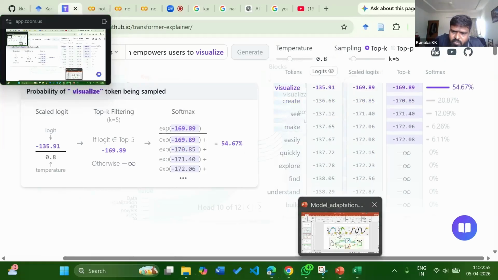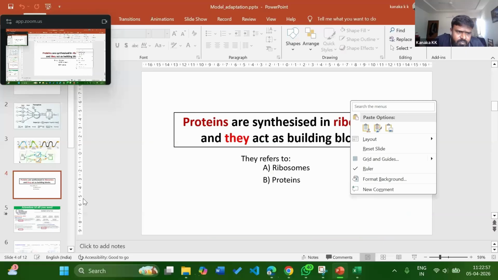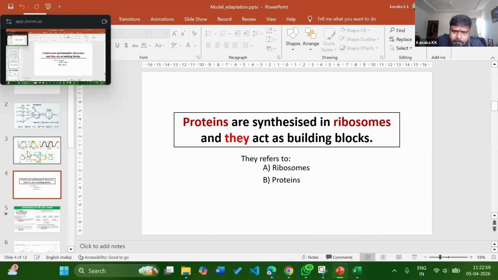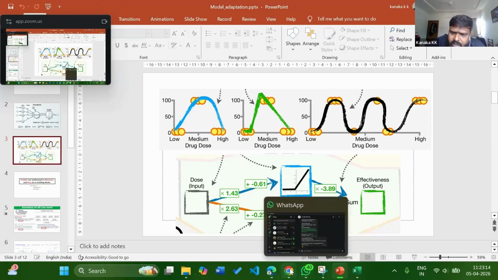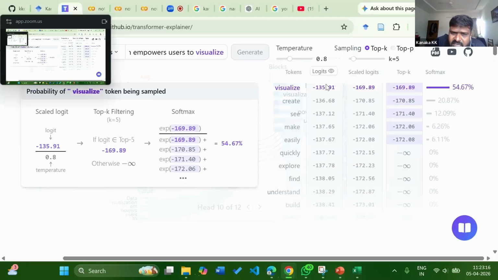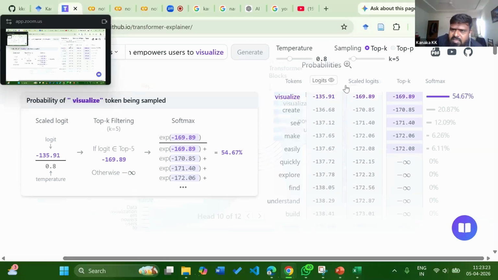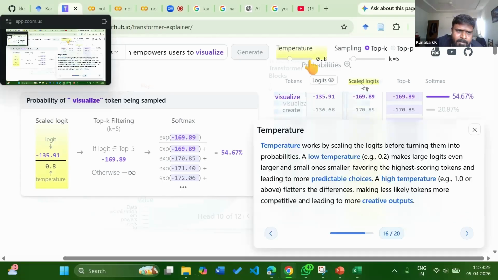If I want to show you very simply, you can see here the final output, which is the summation of different dot products multiplied by weights. So this is a final scalar value, right? These logits are those scalar values, and these logits are scaled again.